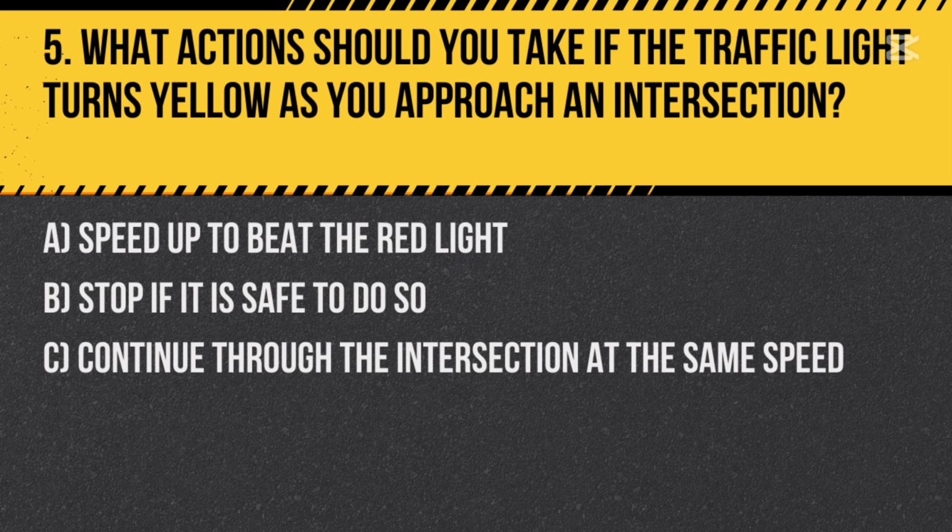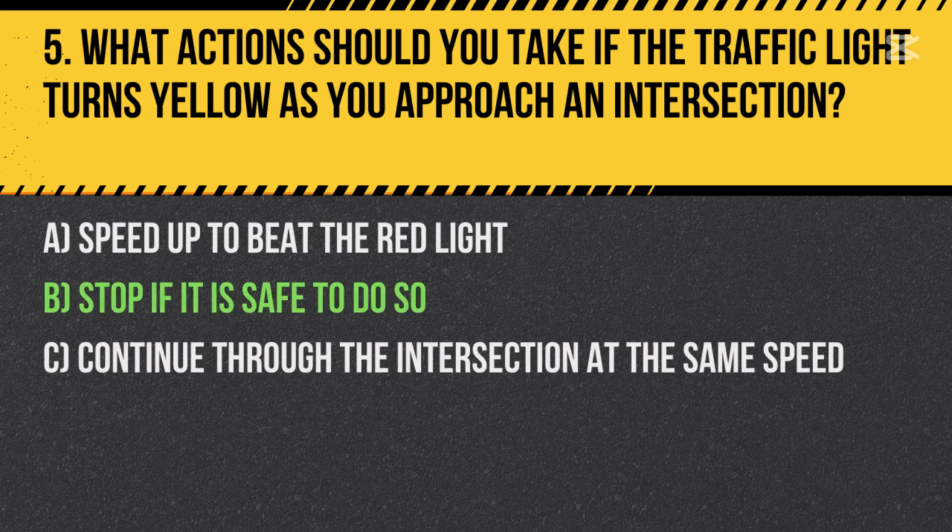Question 5. What actions should you take if the traffic light turns yellow as you approach an intersection? A. Speed up to beat the red light. B. Stop if it is safe to do so. C. Continue through the intersection at the same speed.